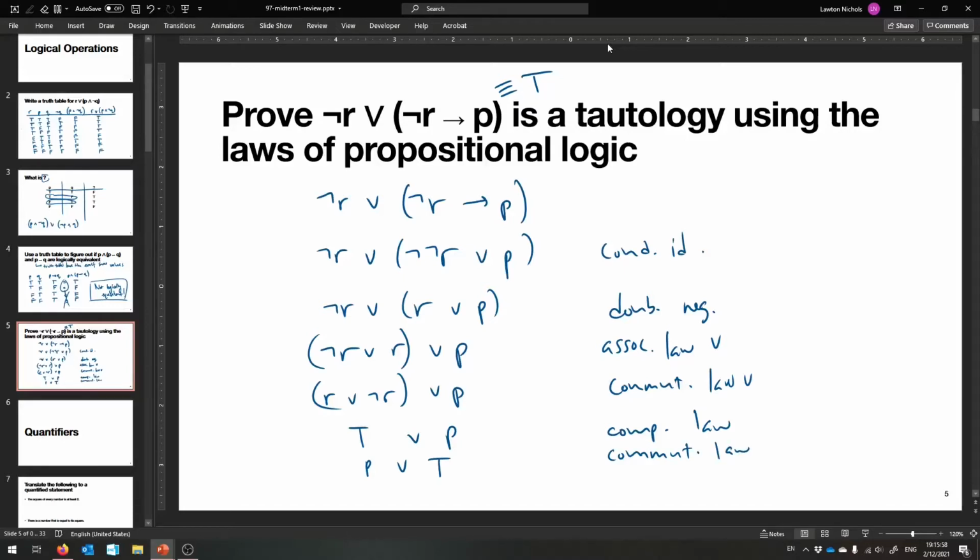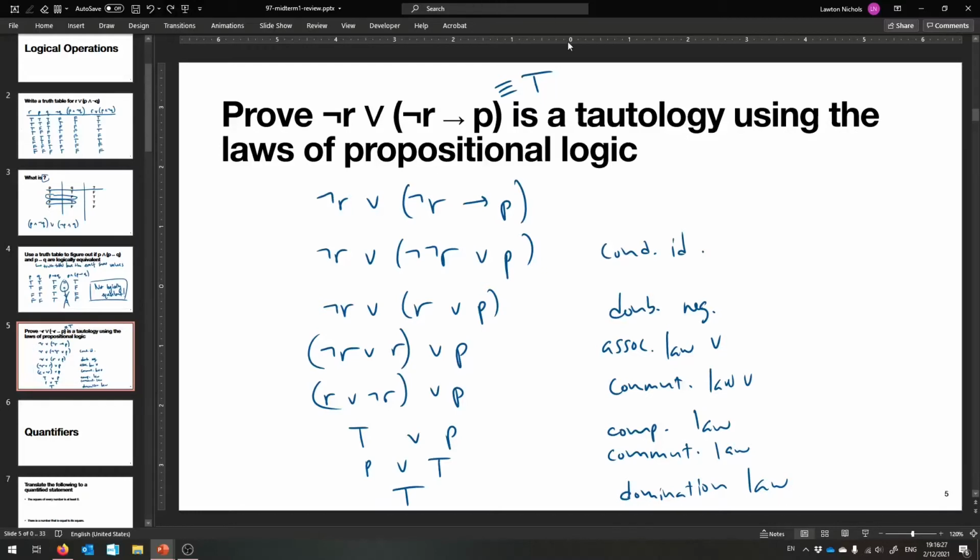Remember when you were learning that 2 plus 3 is the same as 3 plus 2? It wasn't obvious that those were commutative, but now we know, and now we know the same for OR. And now we can finally use the domination law to get True. So we took this, we translated it into equivalent things, and we made our way down to true.